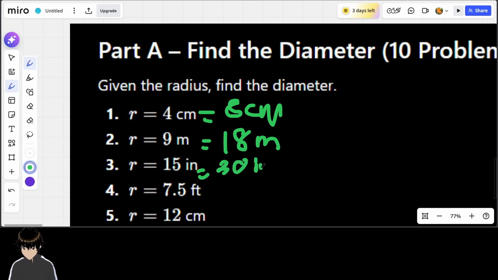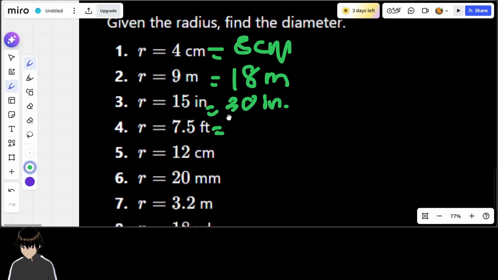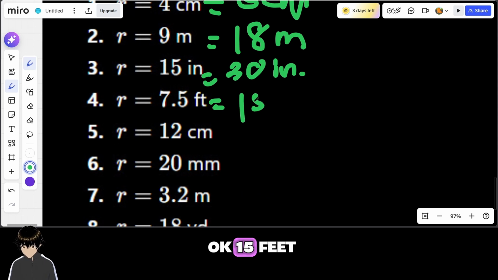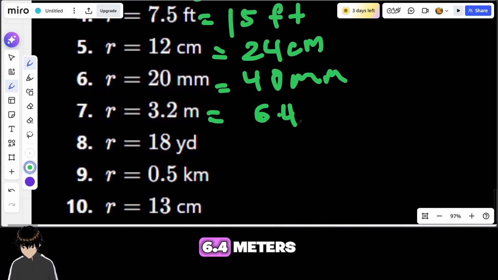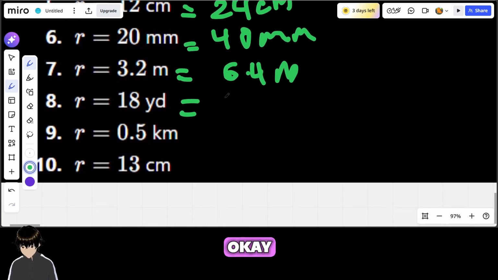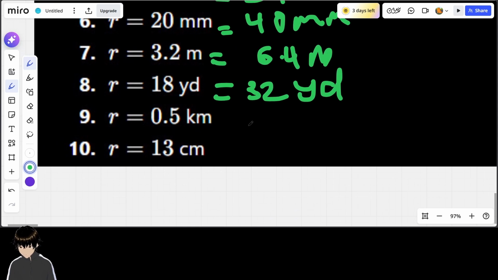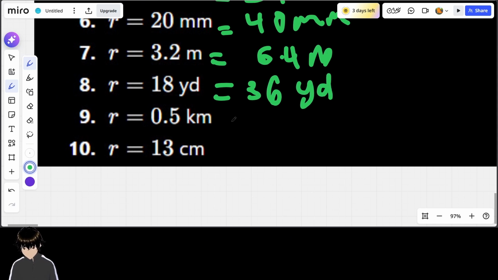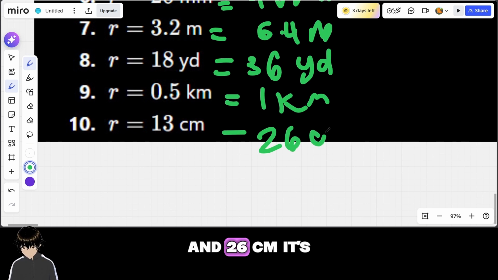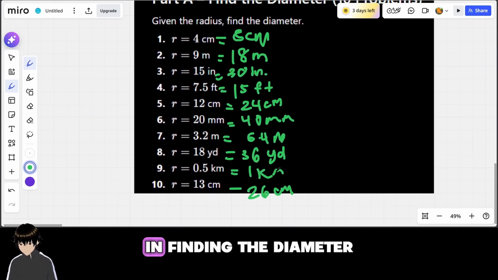30 inches. That's going to be 15 feet. 24 centimeters, 40 millimeters, 6.4 meters, 32 yards, 36 yards, 1 kilometer, and 26 centimeters is going to be the correct answers in finding the diameter.